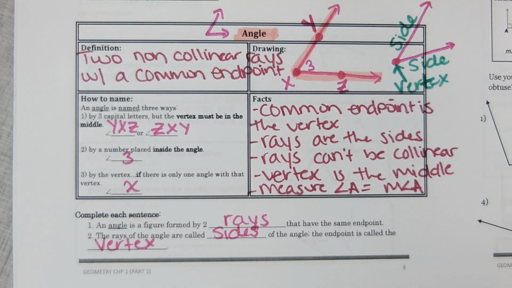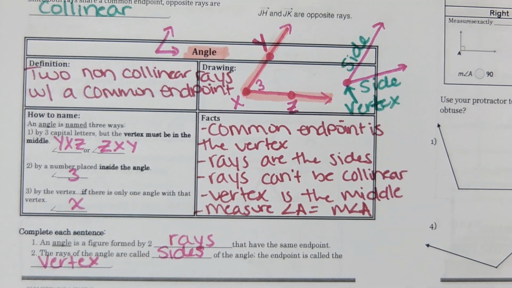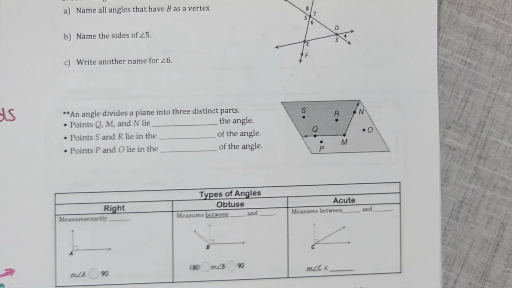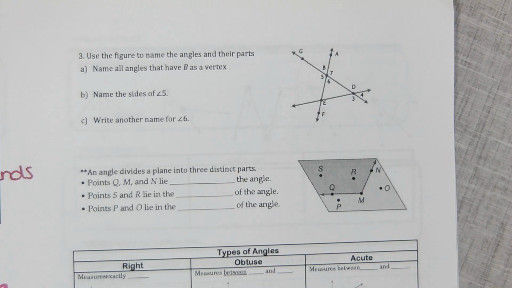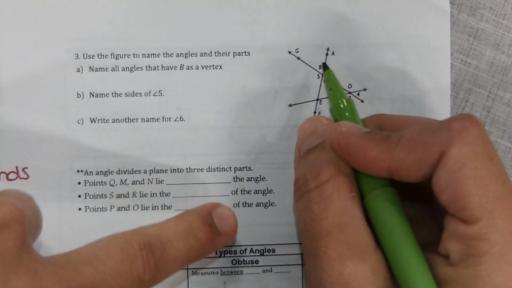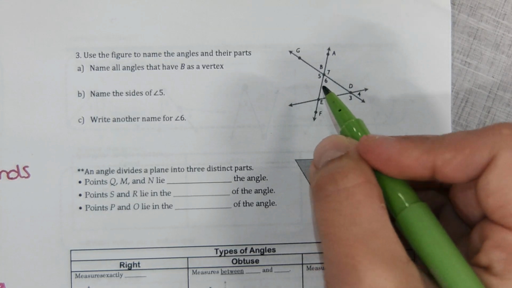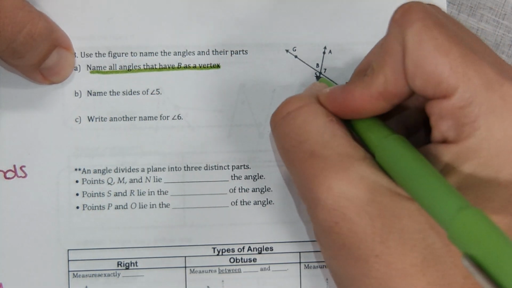Okay, and then we'll move to the other side. So now we're going to apply it to a practice problem. Over here, it says use the figure to name the angles and their parts. So we have this figure over here. There's a lot going on. It says name all the angles that have B as a vertex. So I'm going to look for point B.